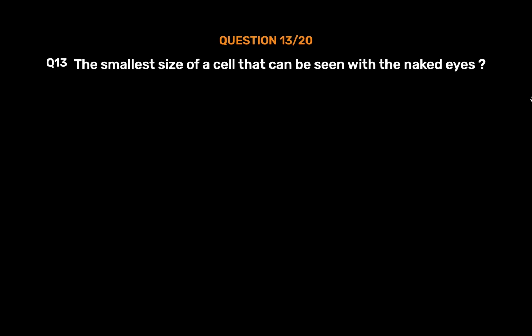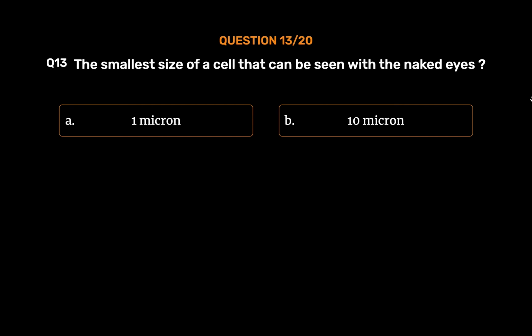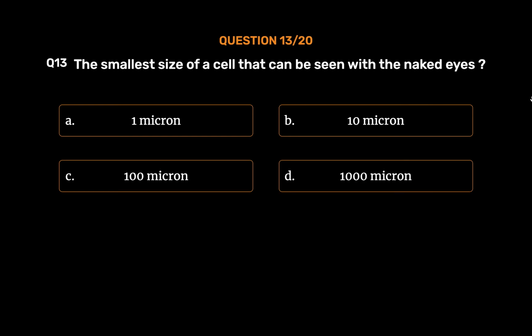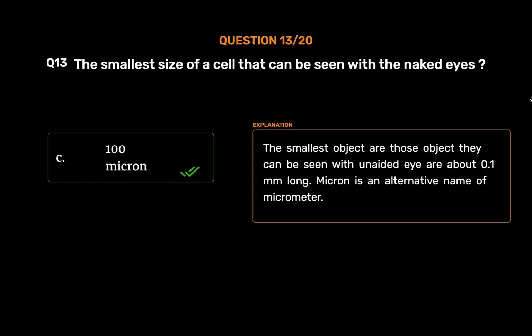Question number 13. The smallest size of a cell that can be seen with the naked eye. Option A. 1 micron. Option B. 10 micron. Option C. 100 micron. Option D. 1000 micron. The correct answer is option C. 100 micron. The smallest objects that can be seen with the unaided eye are about 0.1 millimeters long. Micron is an alternative name of micrometer.